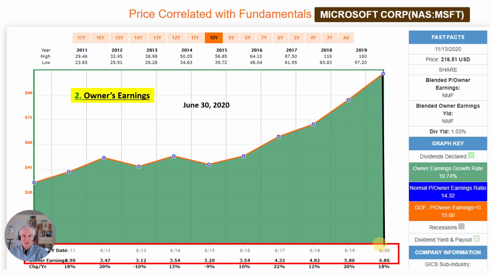So we can see this in fast graphs, owner's earnings, $6.86. We don't have any estimates on the right side of that. There's the trend line in owner's earnings, which looks like a nice trend line over the last 10 years. So on the far right, the 686 would give us a value of $102.90.